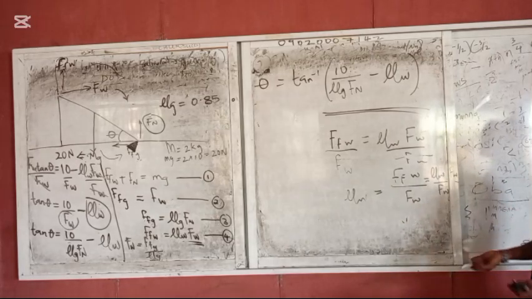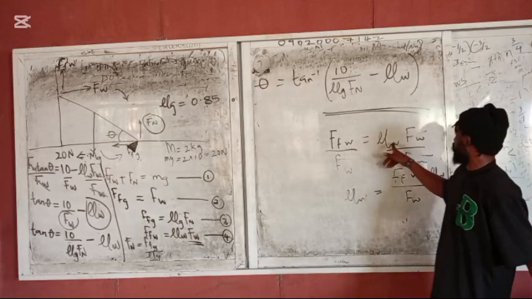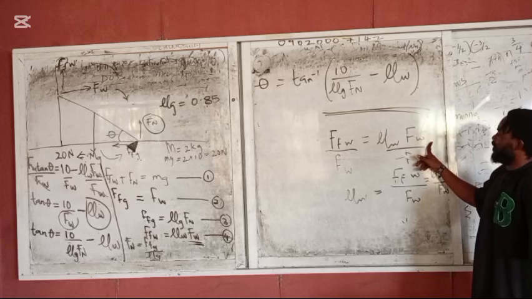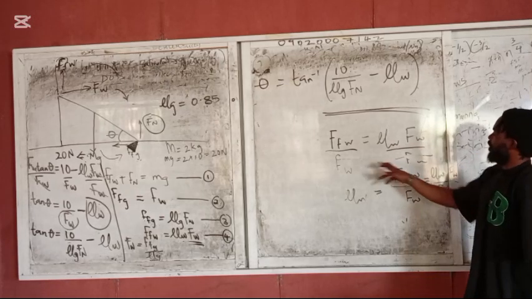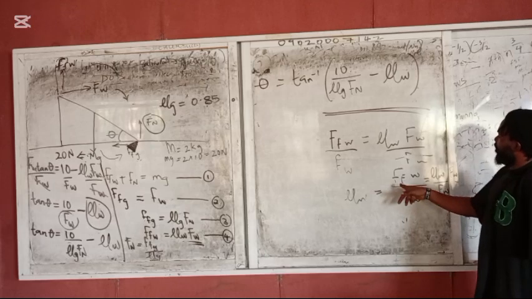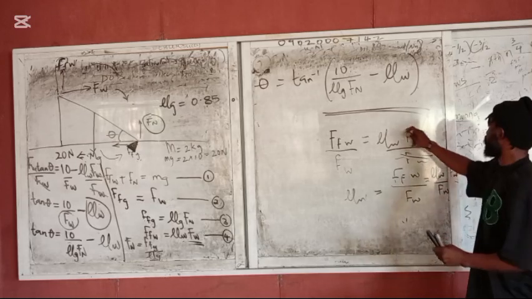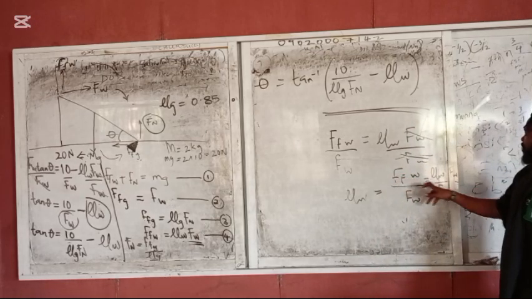So see, no matter how we do it, you are still stuck. If we have that FFW is equal to the coefficient of the wall friction times the force of the wall, and we divide both sides by the force of the wall, you will see that we now have FFW over FW, because this will cancel this. Is it not true?